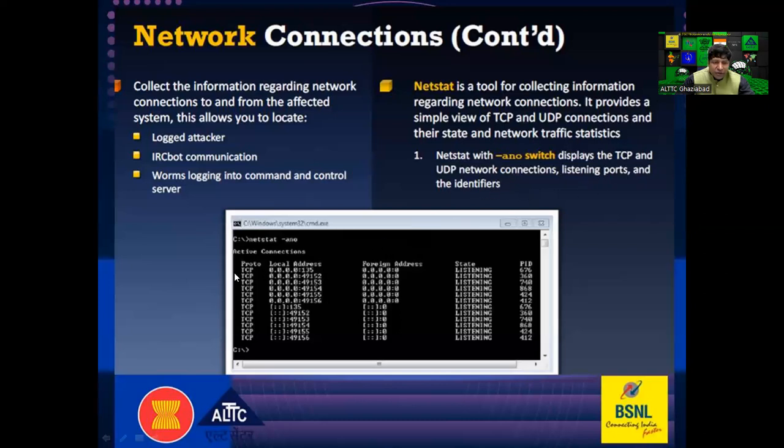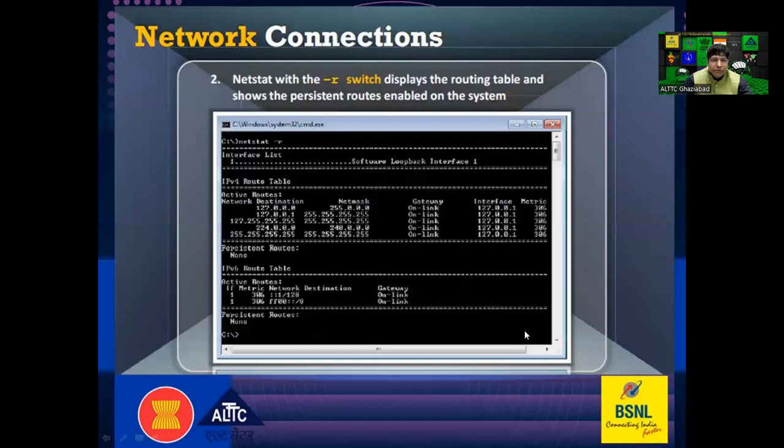So here is a screenshot of such types of display when the command is fired in the command prompt. You can see here the local address and foreign address and state and other information in this manner. It will help you. If you fire the -r switch, it displays the routing table and shows the position of routing enabled on the system. Here is a screenshot on your screen: destination, network, gateway, interface, and everything.